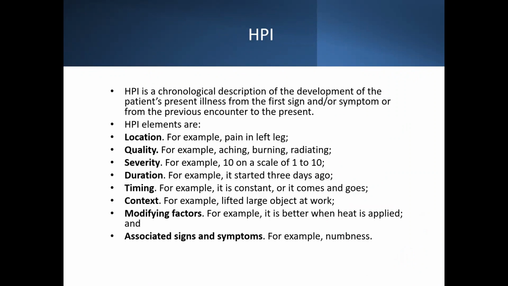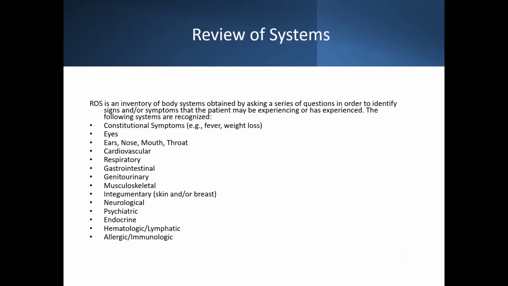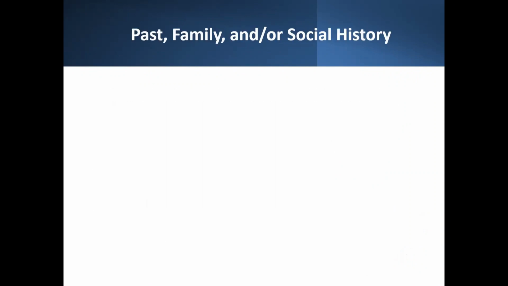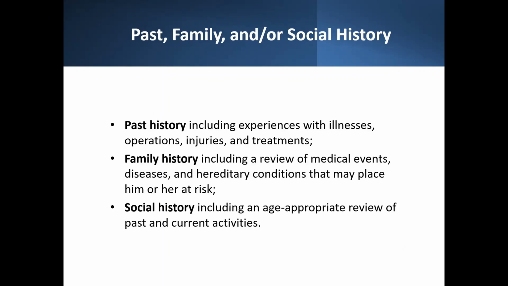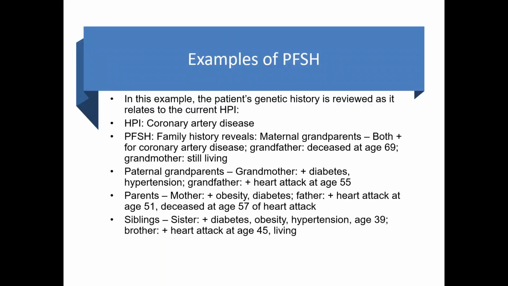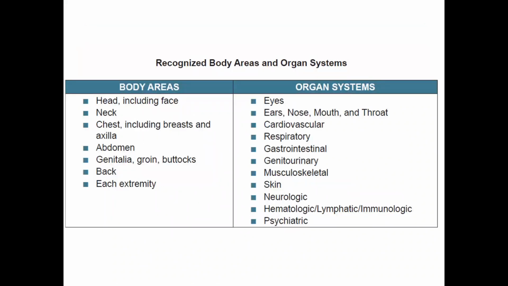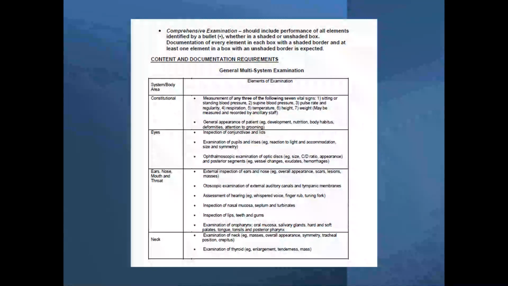Then you have your 8 elements of the HPI. You have your 14 elements of the review of systems. Then you have your past history, your family history, and your social history, which may be pertinent. And here's an example out of the E/M guide of some examples of family history. And finally, your physical exam, which can be done by either body areas or organ systems.